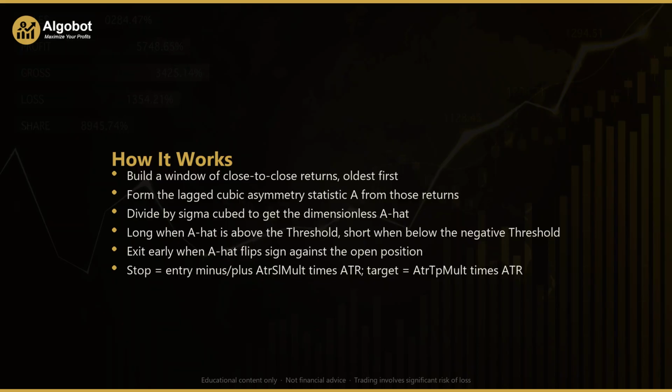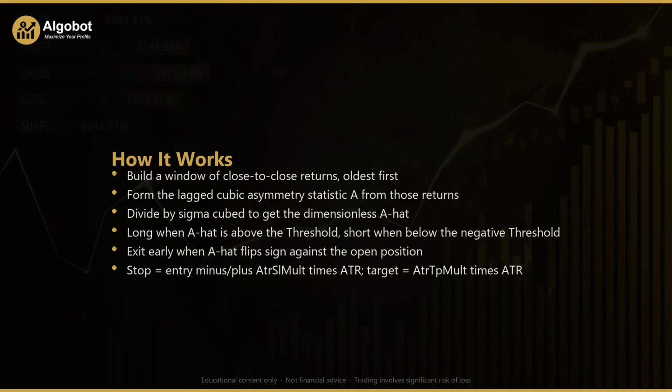Exits work two ways. The strategy sets a hard stop loss and take profit at entry, both scaled to the current ATR. The stop sits at the entry price minus, or for a short plus, the ATR multiplied by AtrSL multiple, which defaults to 2. The target sits at the ATR multiplied by AtrTp multiple, which defaults to 3. With those defaults, the target distance is 1.5 times the stop distance.